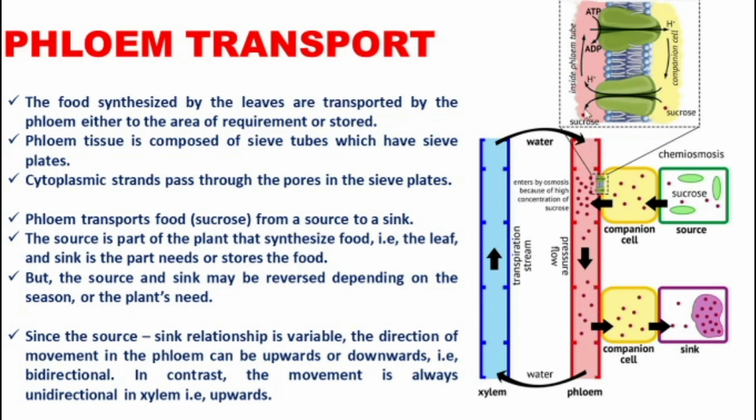So in that situation, the food moves upwards. So the direction of movement in phloem can be upwards or downwards, that is bidirectional. In contrast, the movement is always unidirectional in the xylem, that is upwards, because roots are the nearby source of water for plants. They continuously absorb the water molecules from the soil, then it is transported to the leaves or the required places. So here in xylem, the movement is unidirectional.